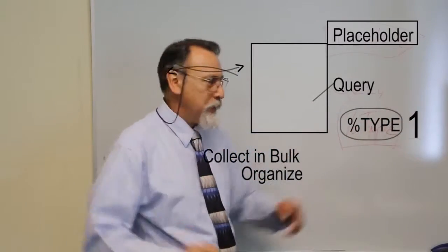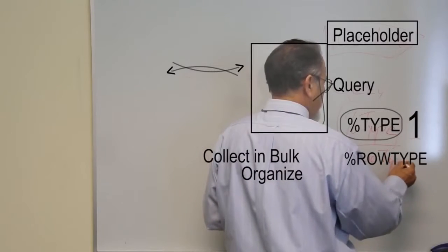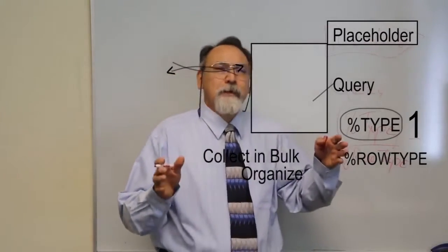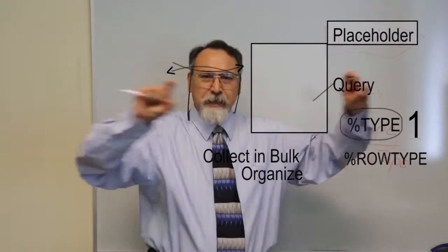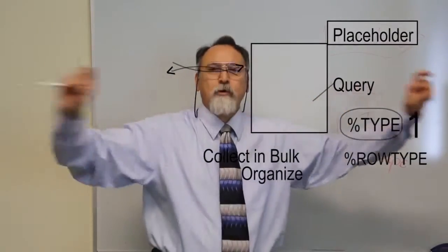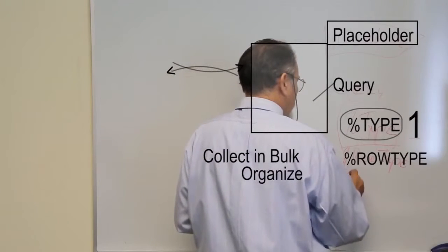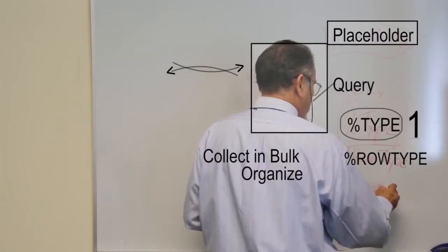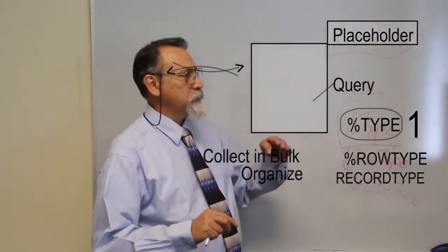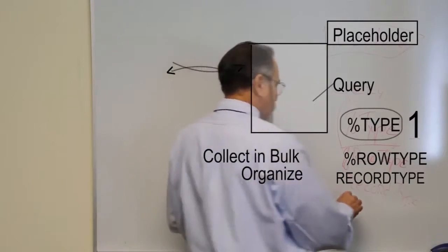If you want to bring more than one item, there's a row type. Percent row type. Now, what this allows you to do is bring everything that's associated with one record. Instead of just one field or a couple of fields, you bring the whole record over. Now, there's also what they call record type. So now what you can do is you have one item, and then of course there's what they call table.